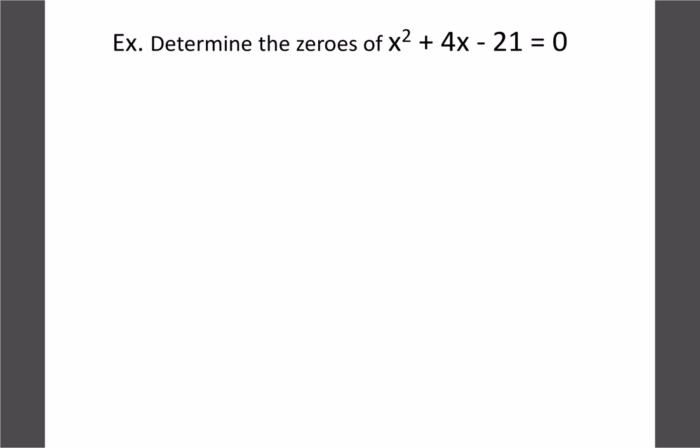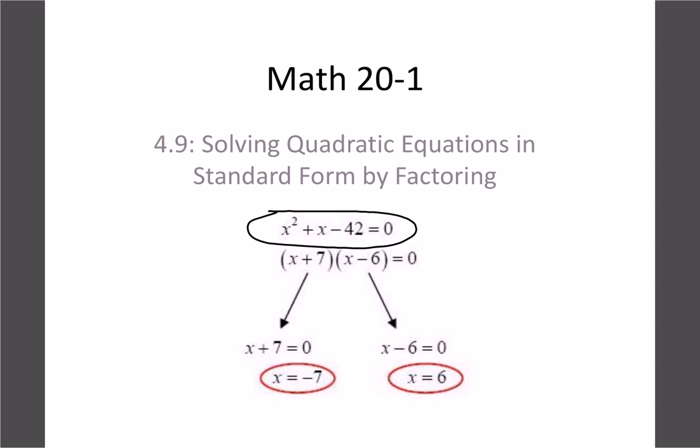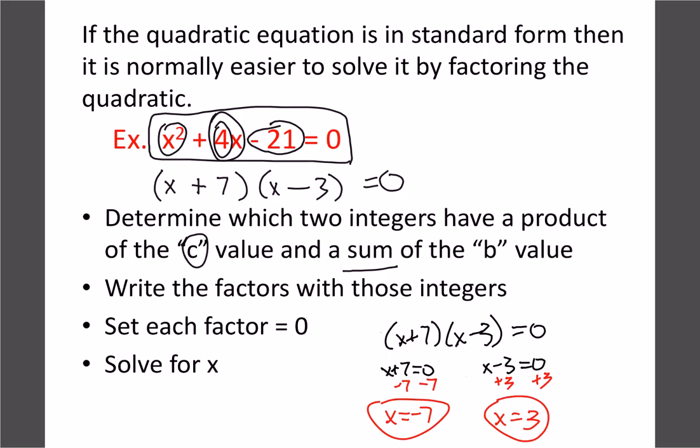So let's try a couple more. Once again, we're going to try to guess and check and think of this whole sum and product idea. Oh, this is the same equation. So let's skip this one. Let's go back to my title page one. So we have x squared plus x minus 42.